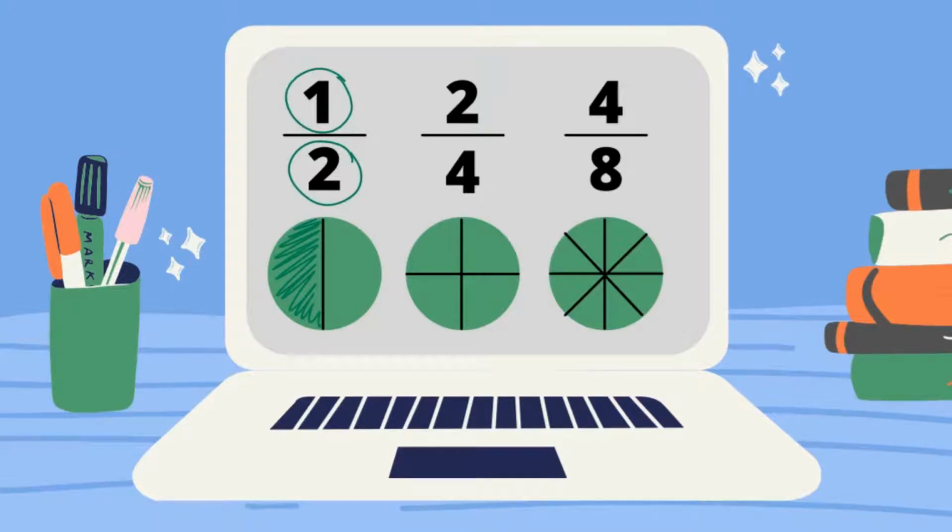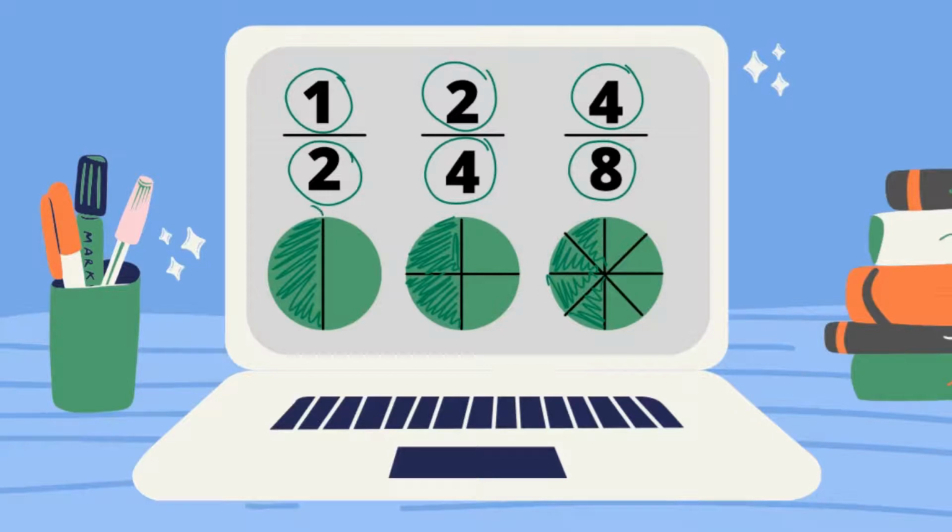In the second circle, I split it into 4 equal pieces and I'm taking 2 out of those 4. So piece number 1, and here is the second one. And in the third case, I'm splitting the same circle now into 8 equal pieces, and I'm taking 4 of those pieces out. So 1, 2, 3, and 4.